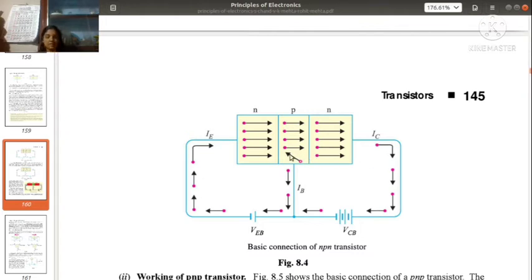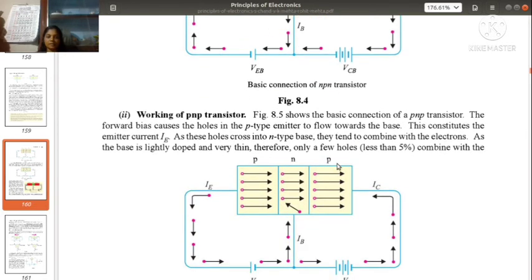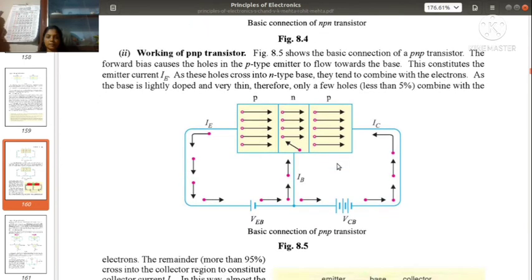We can see that since a very small amount of electrons from the emitter combine with the holes in the P region, almost all the electrons coming from the emitter go to the collector region. So emitter current and collector current are almost the same. This is the working principle of the NPN transistor. Similarly, in the same manner we can explain the working of the PNP transistor.